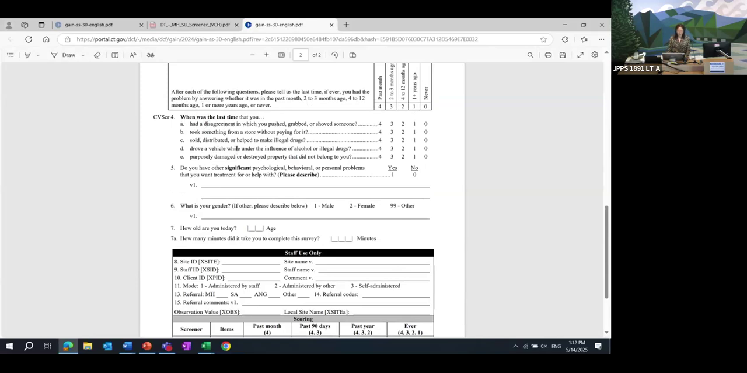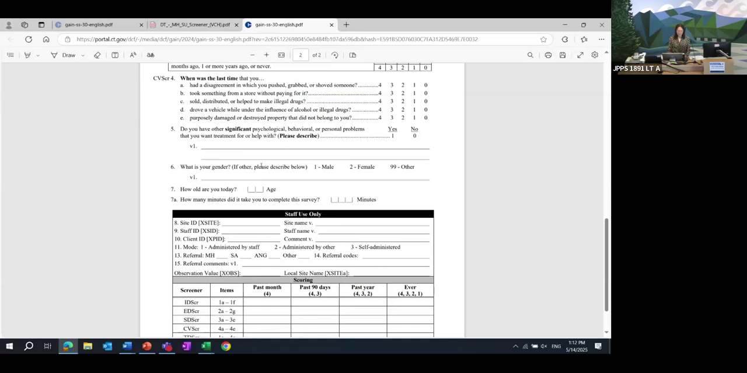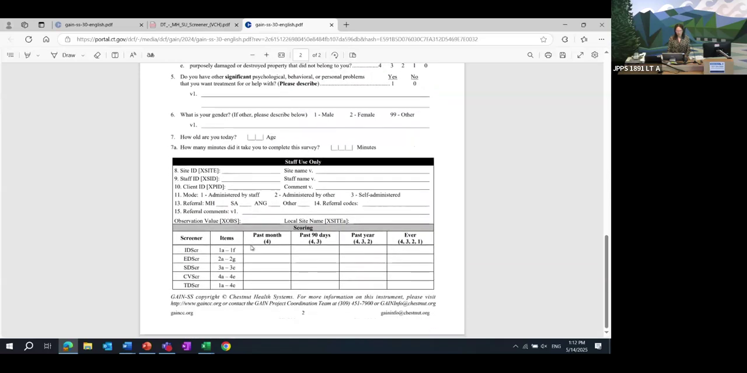With the GAINS SS, there are a few other questions asking for demographic information about gender, age, and how long it took to complete. At the bottom, there's a section for scoring for the person who's been recording the information. And then with the manual, they will be able to score appropriately.